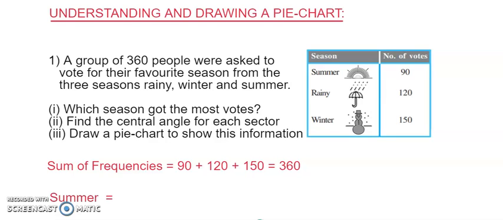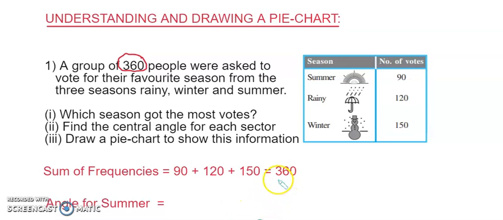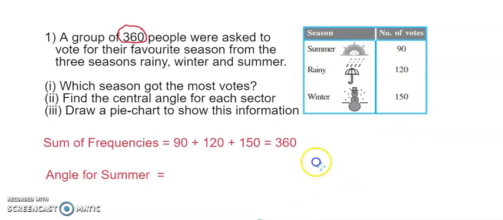Now here, sum of frequencies is already given as 360. Right? So that is why sum of frequency equals 90 plus 120 plus 150 is equal to 360. Using this frequency 360 and the individual frequency for each case, that is summer is 90, rainy season is 120 and winter is 150, we'll start finding the angle for each.